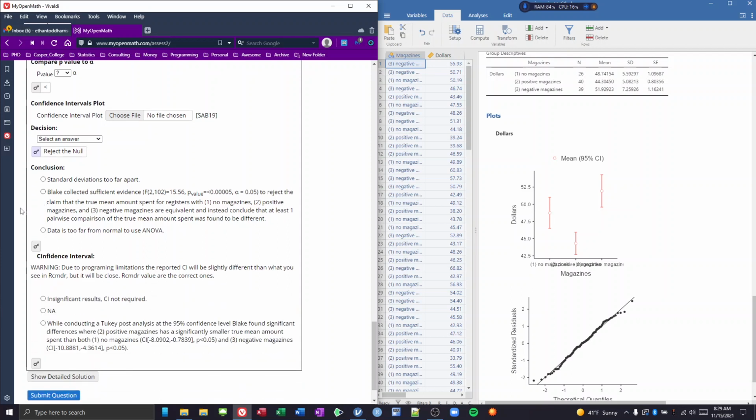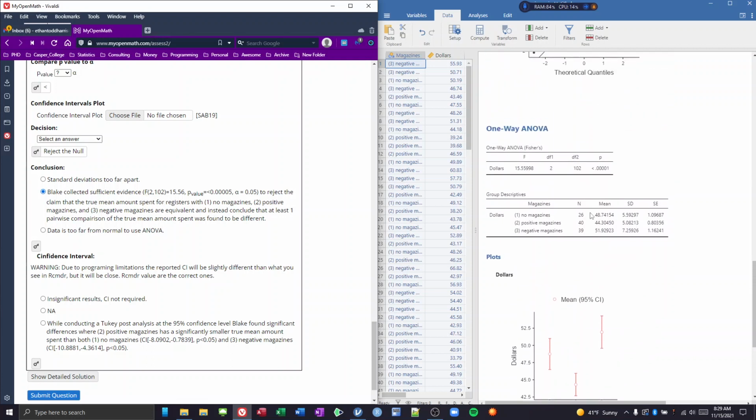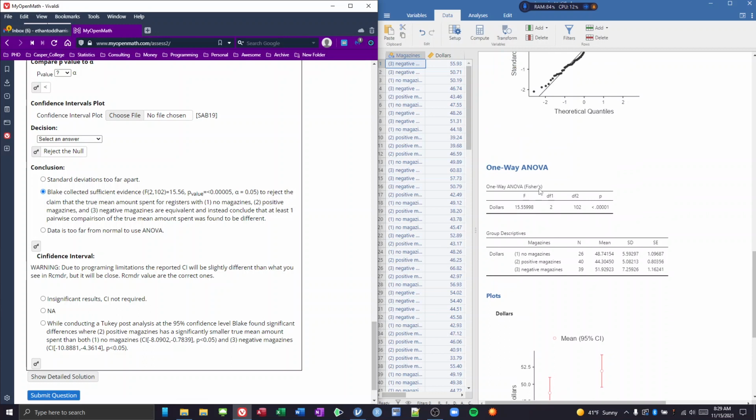All right, so in conclusion, here we have that Blake collected sufficient evidence. And here's how you report our evidence. It's going to be F(2, 102). Let's go back up here and see where we get those from. So this is degrees of freedom 2. It winds up being the number of groups there are minus 1. And then we have our degrees of freedom here, and that has to do with our sample size. Anyways, it's a little bit less than our sample size. Regardless, this ANOVA table will just give it to you. Here's the 2, the 102, and then you provide your F statistic. Then you report your p-value, and you report your alpha level.